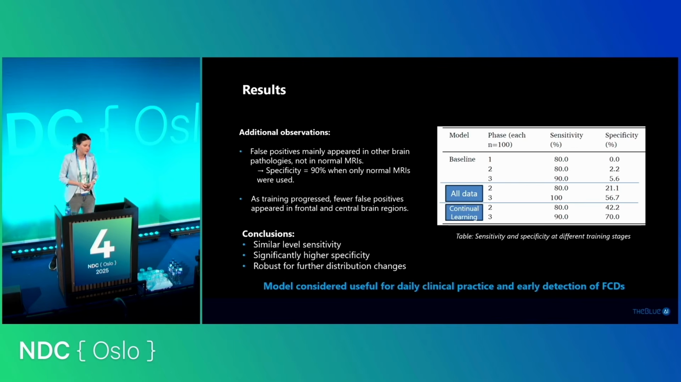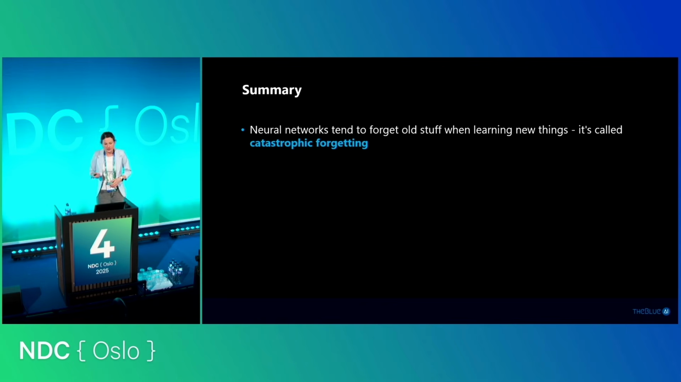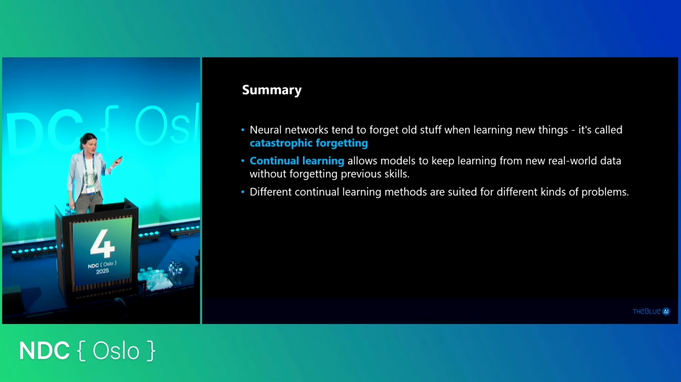for detecting FCDs. And to sum up this talk, we have seen that neural networks tend to forget old things when we train them sequentially on new tasks. And this is called catastrophic forgetting. We have also learned that continual learning is a set of methods that allows us to fight against it and to keep learning from new real-world data without forgetting previous skills.